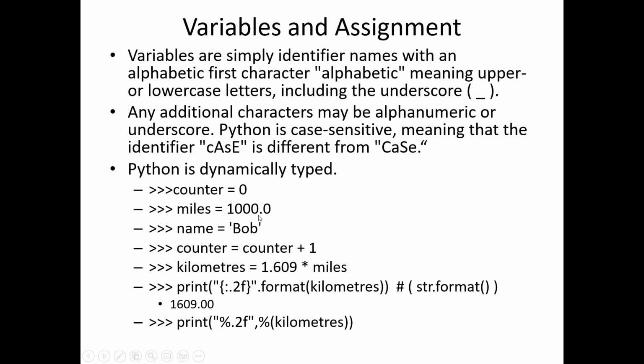Miles is equal to 1000.0, then miles becomes floating type. Name is equal to Bob. Name has become string type. So whenever you assign a value to the variable, immediately the data type is assigned to that variable.